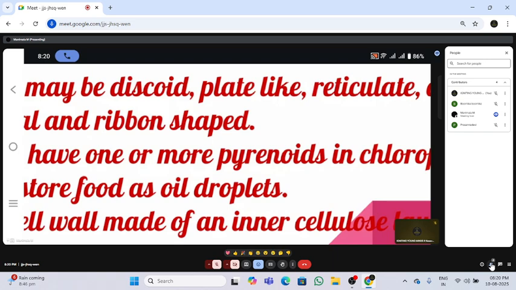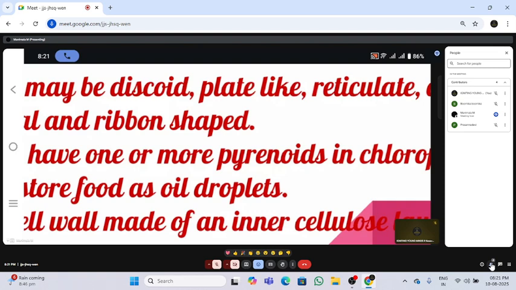What is the reserve food material in algae? Starch, ma'am. Starch, where is it stored? In algae, where is the starch stored? What is the protein body called?